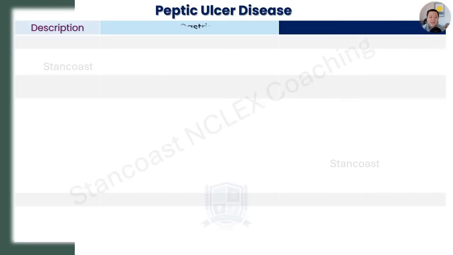Now, this time we'll be talking about peptic ulcer disease, and this is a very common disorder that is going to be caused by the deficiency of the mucosal defense mechanisms rather than an excess of the acid. Okay, now we're going to compare the different types here. We have the gastric and the duodenal ulcer. So let's tackle first the gastric ulcer.